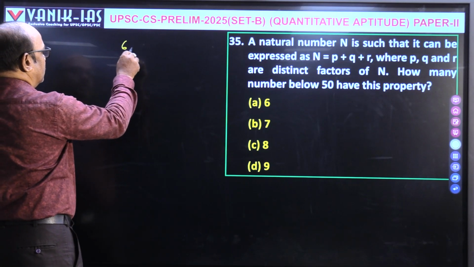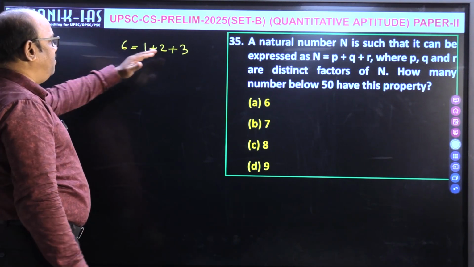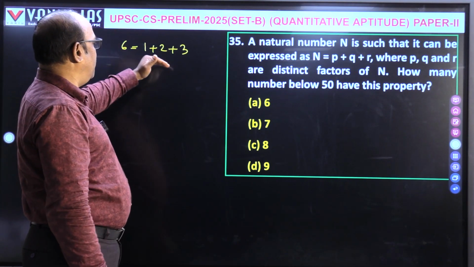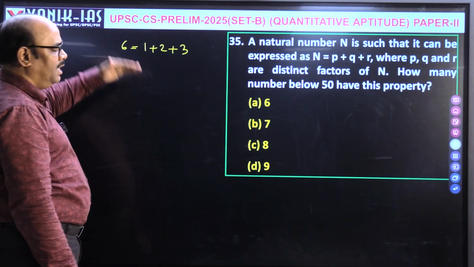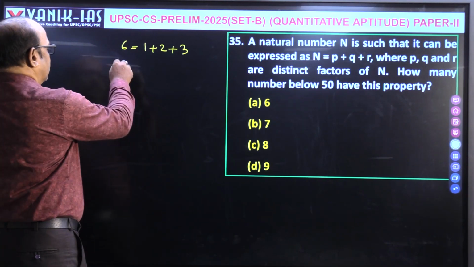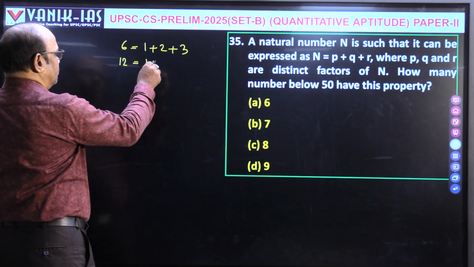So 6 is the addition of 1 plus 2 plus 3. 1 is a factor, 2 is a factor, 3 is a factor. So the sum of the factors is equal to the number 6. Similarly, how many such numbers are possible? At an interval of 6 it will go. Next is 12.